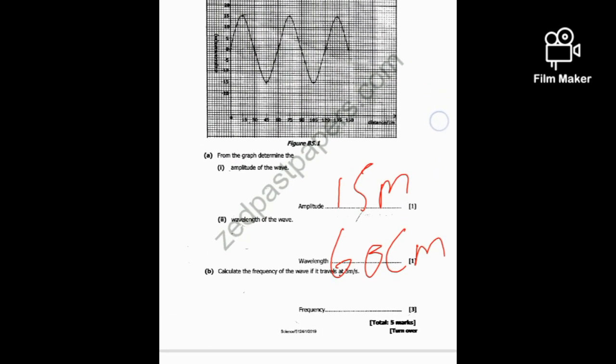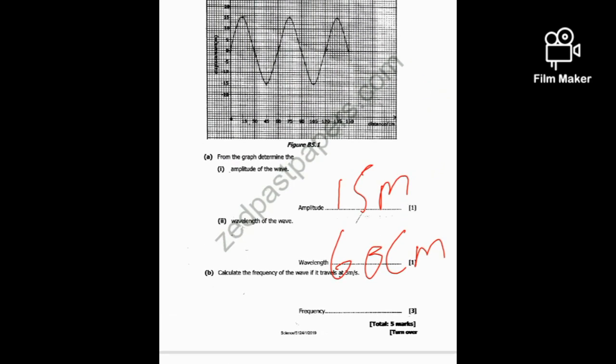We are saying the last one: calculate the frequency of the wave if it travels at 3 meters per second. If it travels at 3 meters per second, calculate the wavelength of the wave. So this is also very important that we understand how we're going to determine the wavelength of the wave, because we have the formula where V is equal to F times the wavelength, which is the lambda, like that.